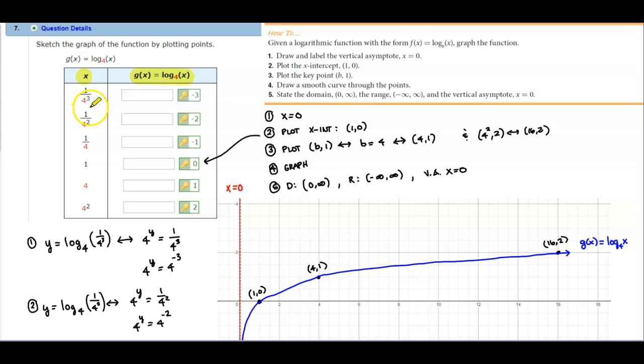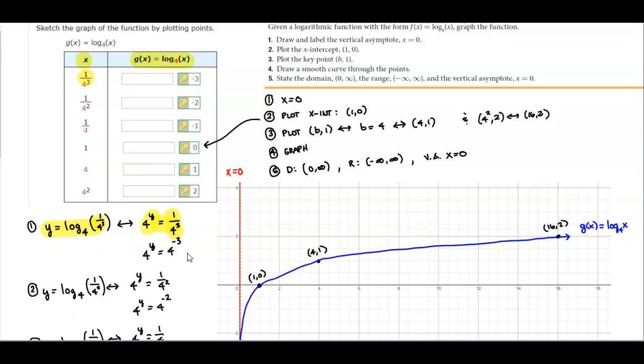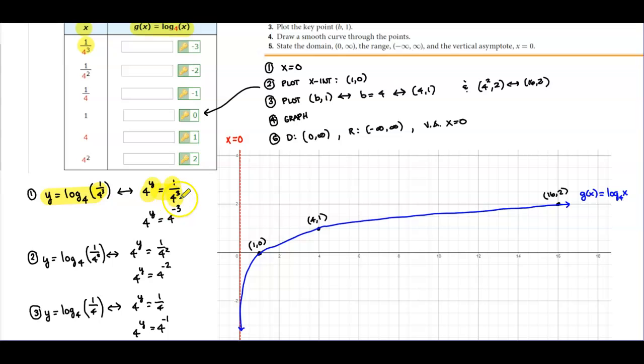So what we're going to do is take the value of x, input it into this logarithmic function, and set this equal to y so we can figure out what the value of y is. So for the first one, we're going to let y equal the log of base 4 of 1 over 4 to the third power. So we're going to write this in exponential form. So y is the exponent on base 4 to get 1 over 4 to the third power. Now, 1 over 4 to the third power is the same thing as 4 to the negative third power. And since we have the same base here, we can say that the exponent y is going to equal -3.